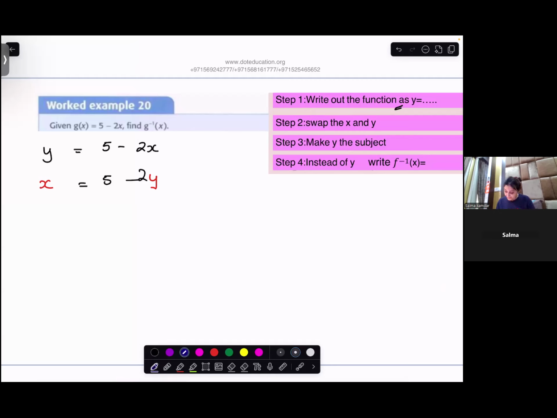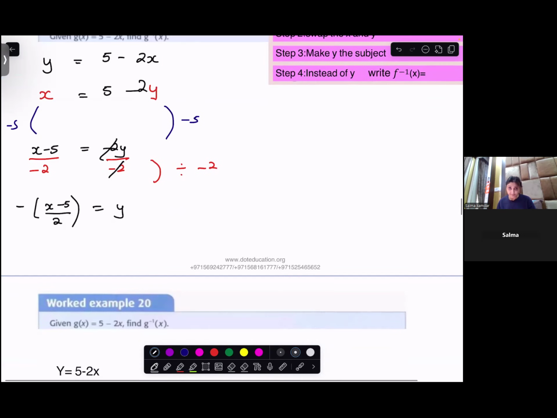Okay. So what I will do, I will minus 5 from both the sides. So what I'm left with is x minus 5 is equal to minus 2y. Then what will I do? I will divide both the sides by minus 2. So if I'm dividing both the sides by minus 2, what I'm left with is minus x minus 5 divided by 2 is equal to y. Okay.